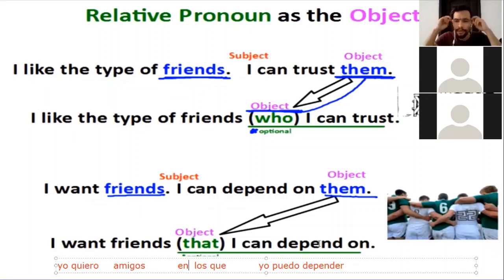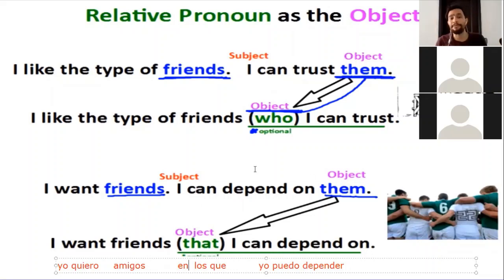So that's why we Spanish speakers get the impression that they put the preposition at the end of the sentence. Exactly, I mean, the preposition is not at the end of the sentence. It's just together with the verb. Sometimes it looks like it's at the end, just like here, right? I want friends that I can depend on. Looks like it's at the end, but it's not at the end, right?